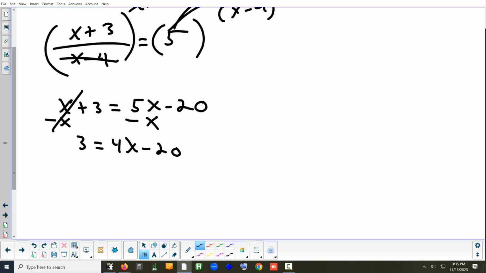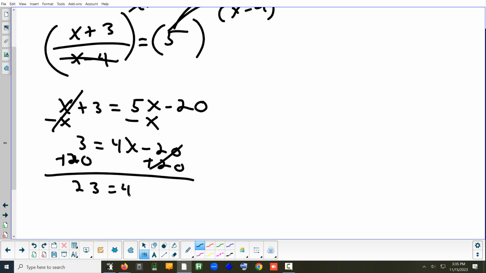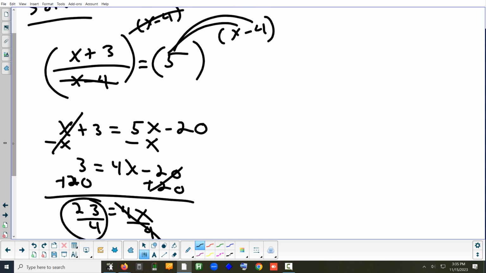And now what could we do with the 20? Add the 20 to the other side. So now we get 23 equals 4x, and then divide by 4. And the answer is 23/4. Now the only number that you cannot plug into the bottom here is 4. That's not 4, so it's fine. Okay. Any question on that?